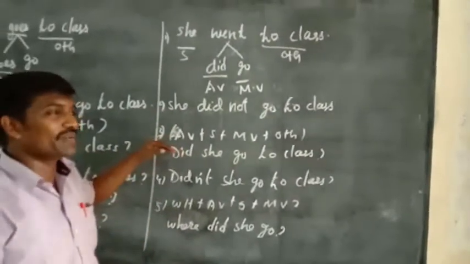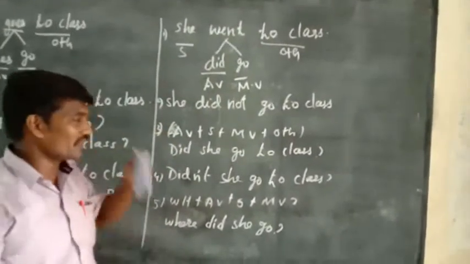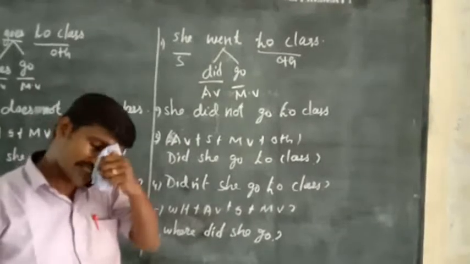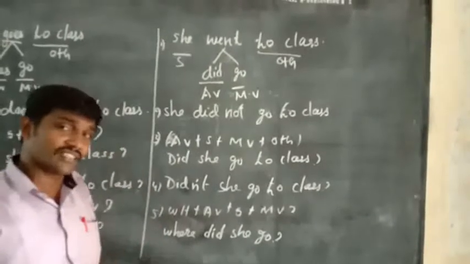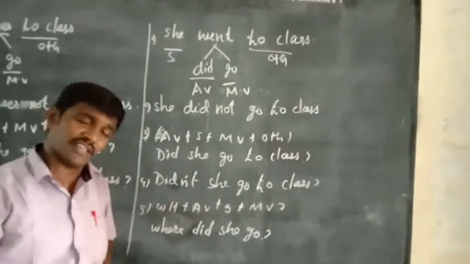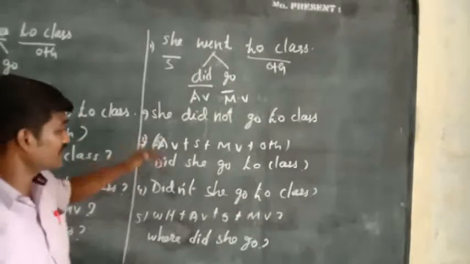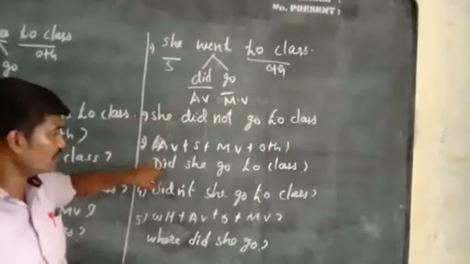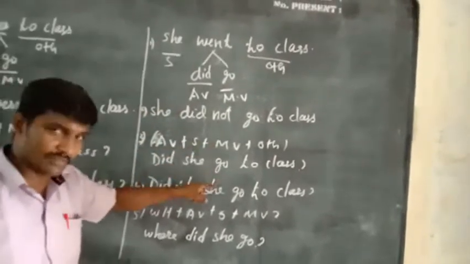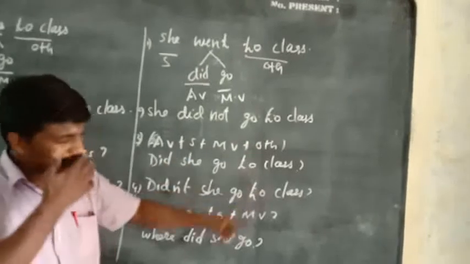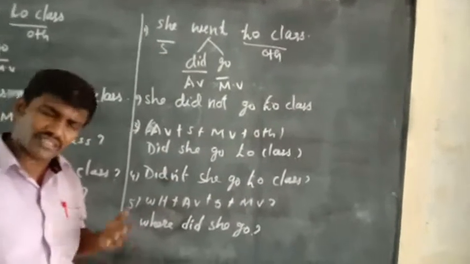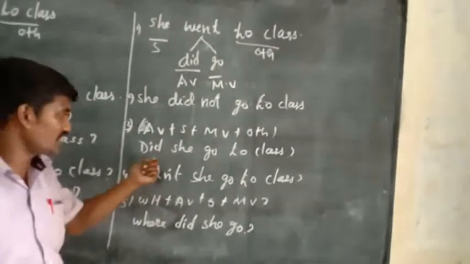Then frame the question type. Yes or no type. Okay, fine. Yes or no means the questioner is asking a question, for example, did you have your breakfast? Yeah, I did. Okay. So in the same way, did is the auxiliary verb, then the subject is she, the main verb is go, and the others is to class. Did she go to class? Yeah, she did. That is the answer for this question.